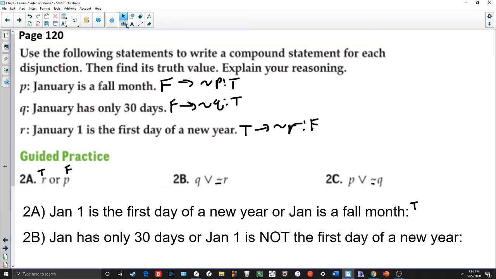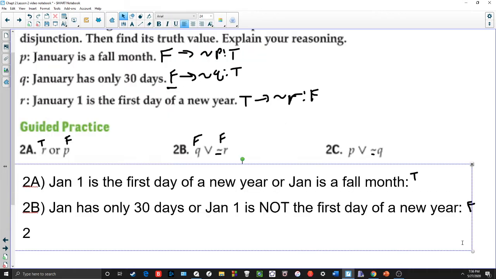So is this going to be true? Well, Q we know is false. Again, the normal Q statement is a false statement: January only has 30 days. And not R we know is going to be false as well, because January 1st is the first day of a new year, so the not version is a false statement. That means the entire thing is going to be false, because both pieces are false. There's no true statement in there to hold it together.